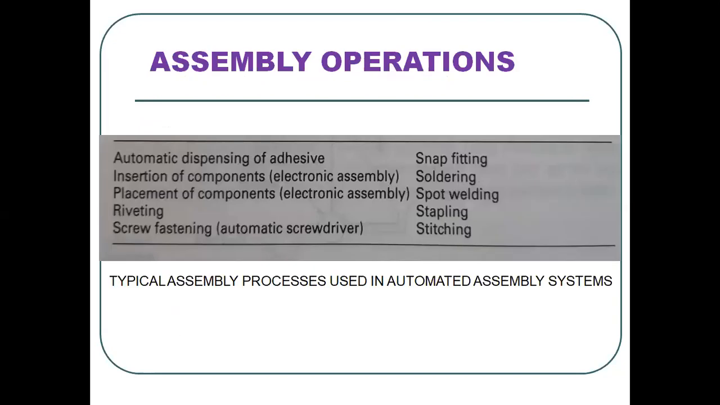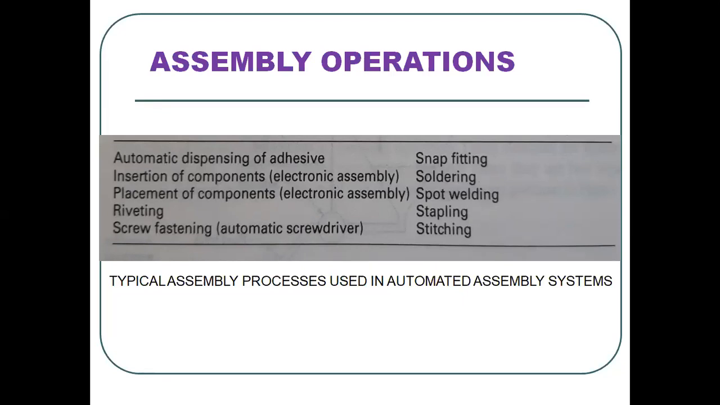Now you see assembly operations for automated assembly systems. Automatic dispensing of adhesive is a very common use. The worker will take the part to which the adhesive is to be applied to the automatic dispensing machine, and that will release the adhesive. The worker is responsible for getting it all the way to the outer corners or wherever it is required. Even if you install robots, that is also possible.